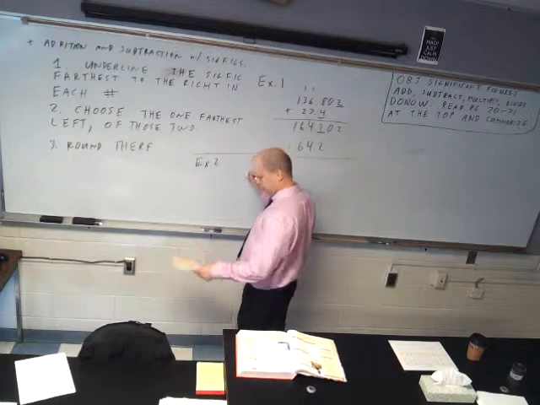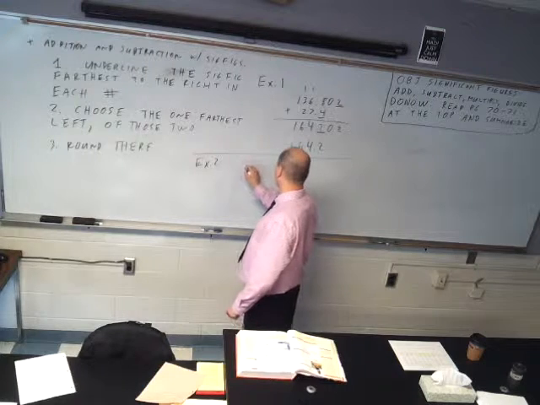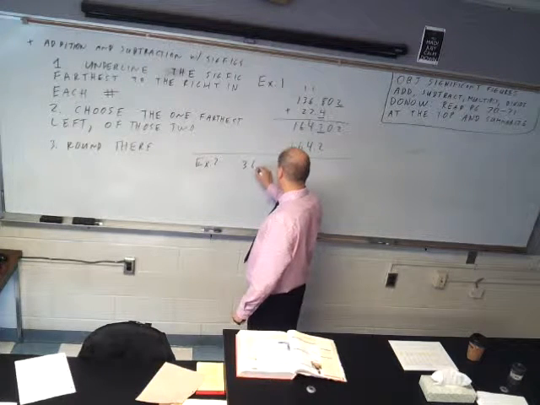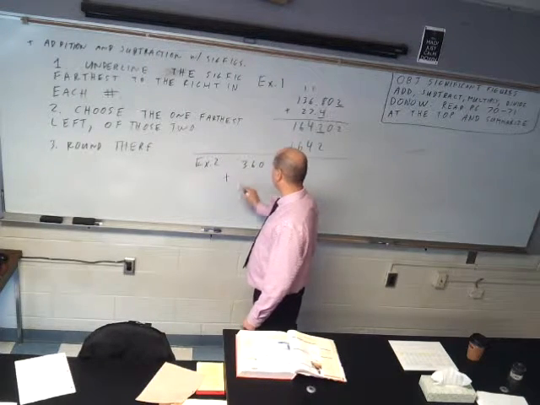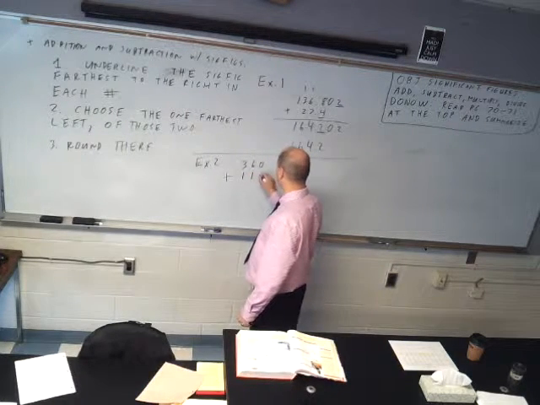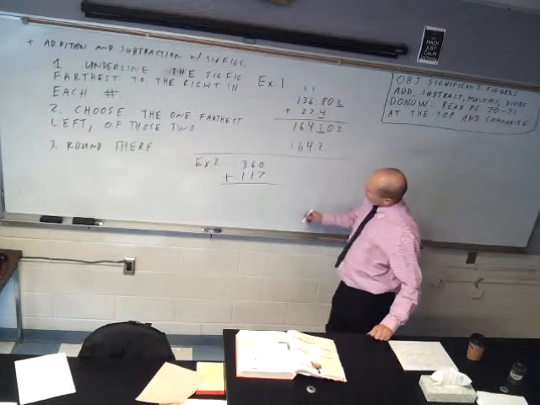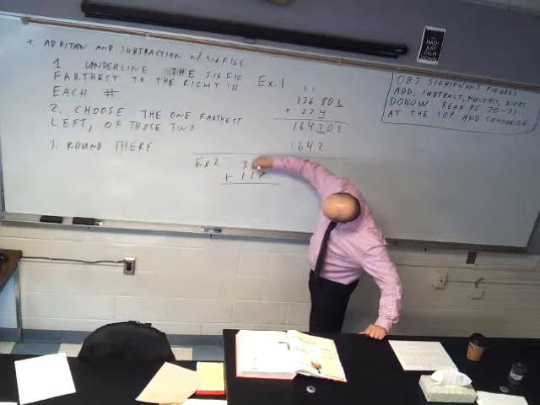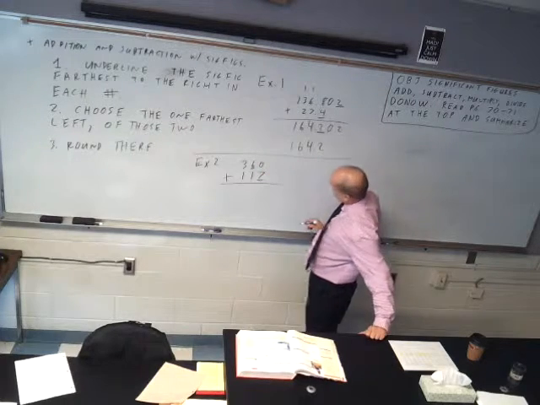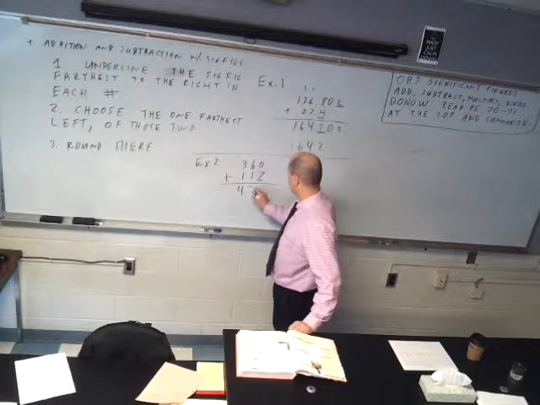So let's say we have 360 plus 117. Okay. For the top number, the farthest right sig fig is the 6. For the bottom number, it's the 7. So now we just add these numbers up. 477.